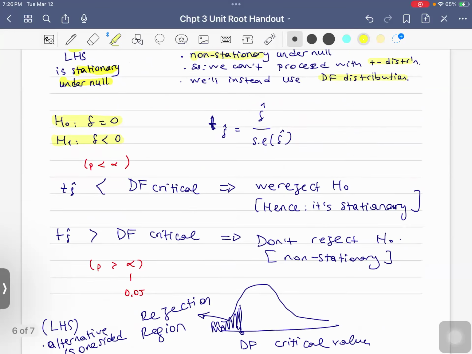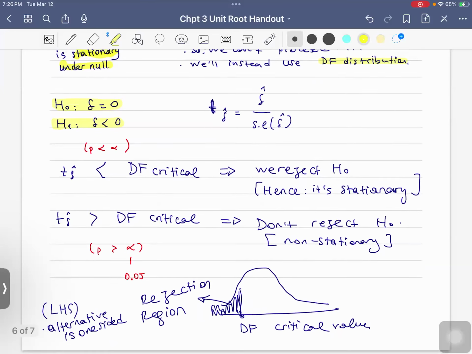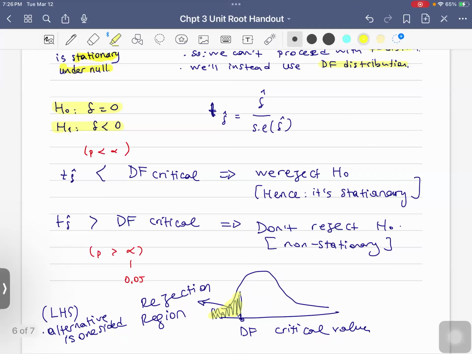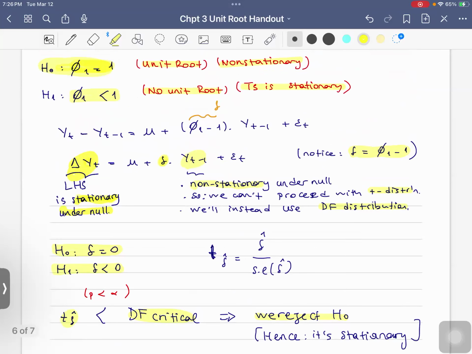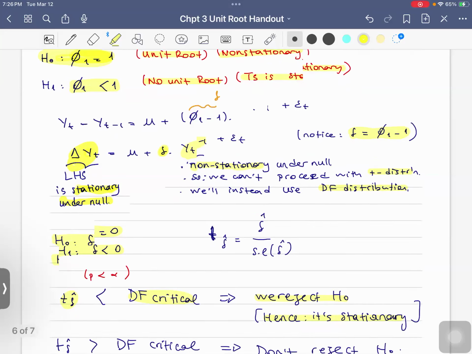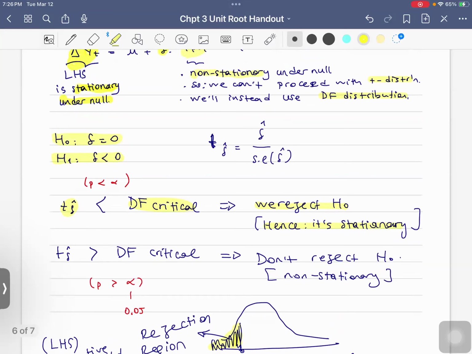And the process is very simple. Because this is a one-sided test, the left-hand side becomes our rejection region. So if our t statistic is less than the Dickey-Fuller critical value, which I will give you if I ask a question on that, we would reject H0, that is the null. If you reject the null, that means our series will be stationary. In contrast, if you don't reject the null, you will probably be looking at a non-stationary series.